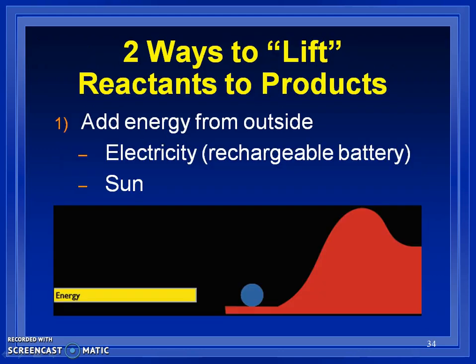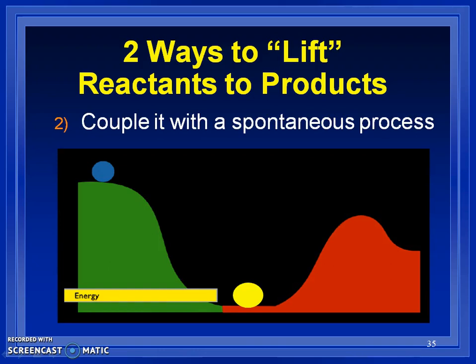Well, there's going to be 2 ways. One way is to add energy from an outside source, like electricity, like your rechargeable batteries, or the sun, like photosynthesis. Remember that those green leaves on those trees will not grow unless there's enough sun energy for that process. And the other one would be to couple it with a spontaneous reaction.